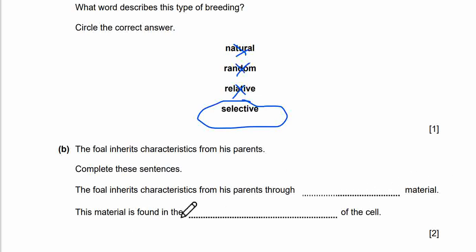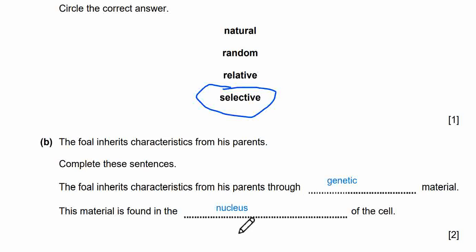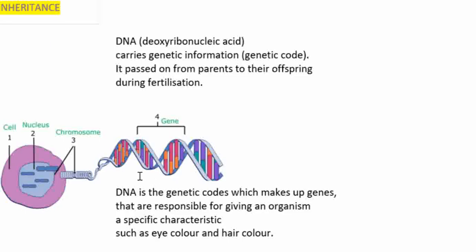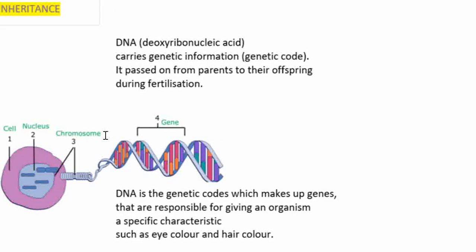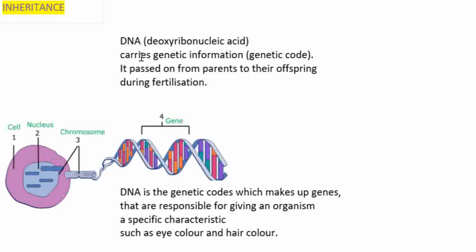The material is found in the nucleus of the cell. So let's type that down. So we type this one, genetic material and nucleus. As we know, in the inheritance chapter, we learned that the DNA carries genetic information that is passed from parents to their offspring during fertilization. So this is DNA, and DNA is inside the nucleus here.